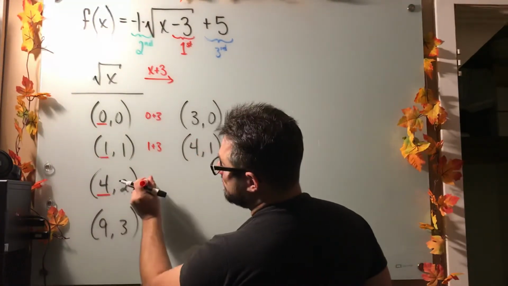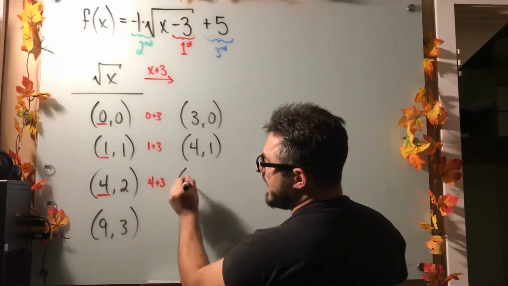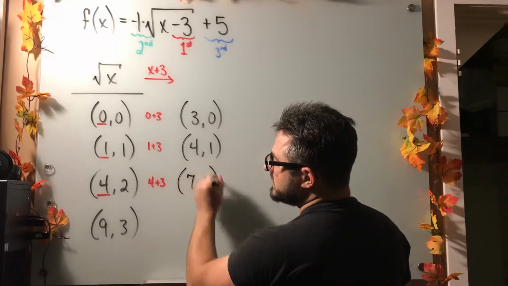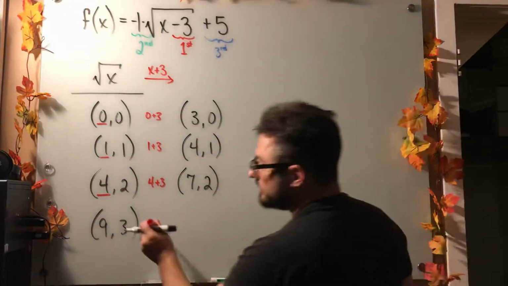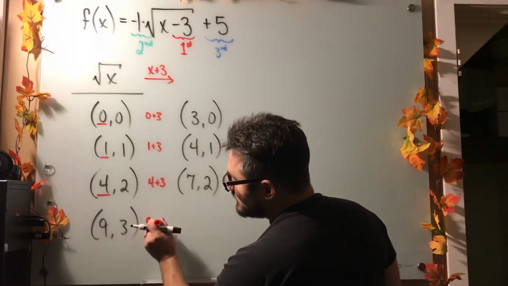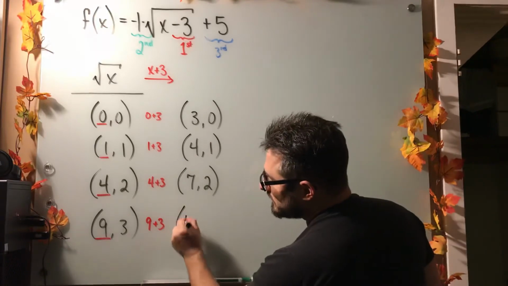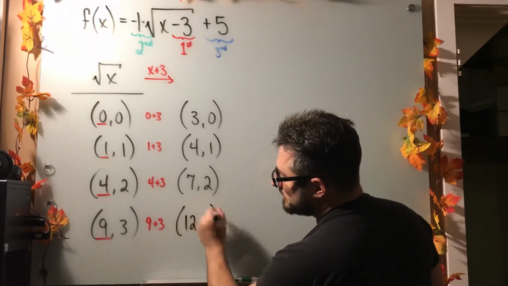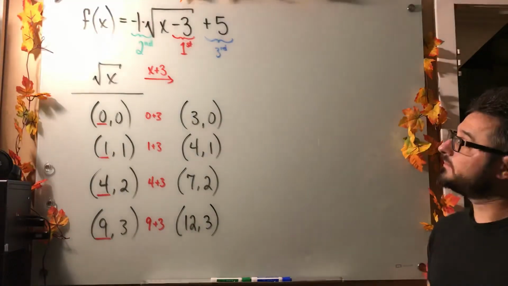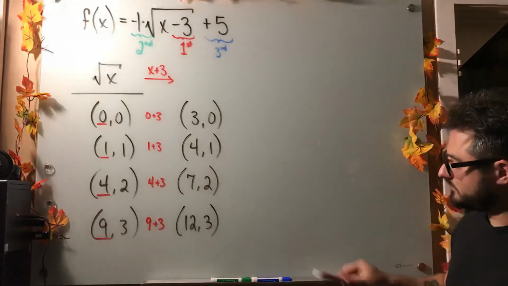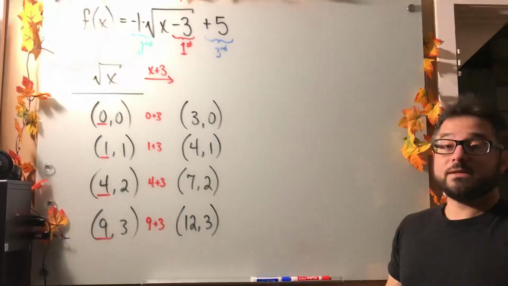This x coordinate of 4 gets shifted to the right 3. We add 3 to it, and it becomes 7. The y coordinate of 2 is unaffected. And this x coordinate, again, the y value of 3 is unaffected. Literally, add 3 to each x coordinate.